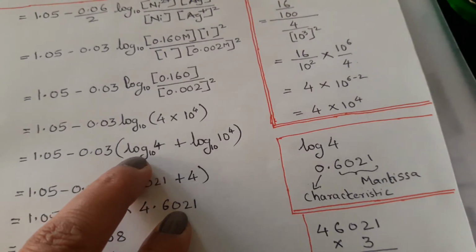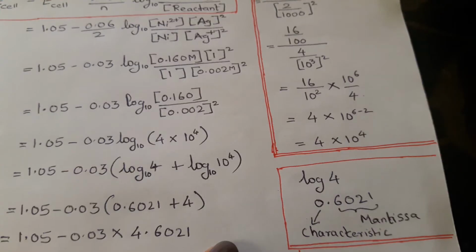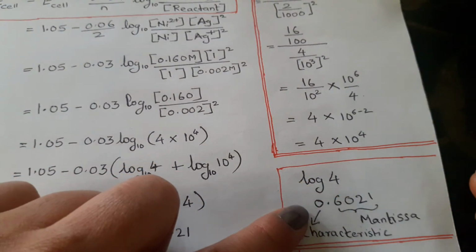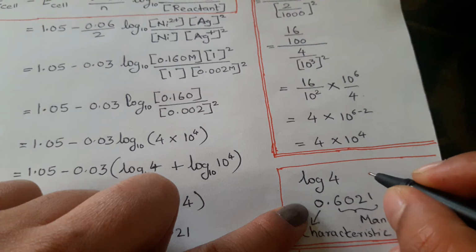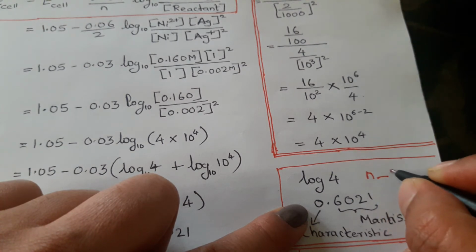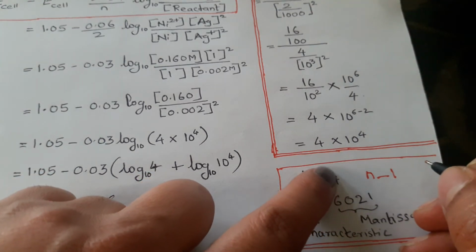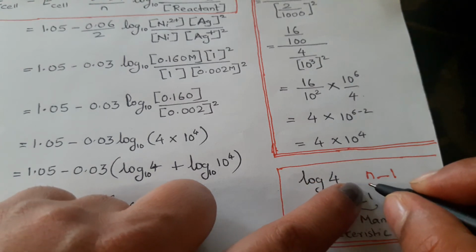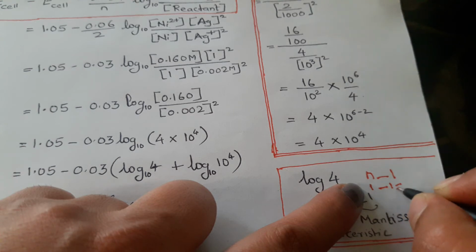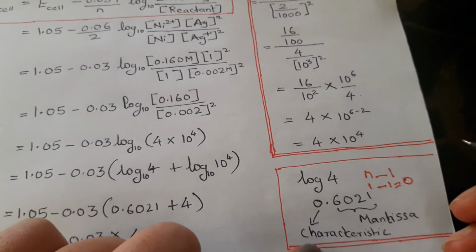Now let's find the value for log 4. To find the value of log 4, first we need to find the characteristic. And to find the value of the characteristic, the formula which we use is n minus 1. Now n represents the number of digits here. How many numbers are here? Just one number. So we write 1 minus 1, which comes out to be equal to 0. So that is the 0 which we write here as the characteristic.